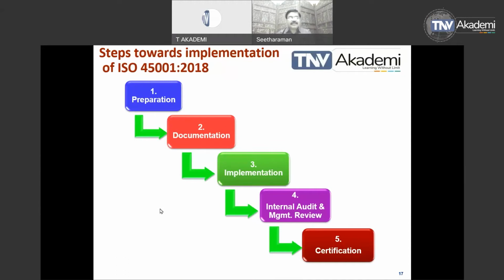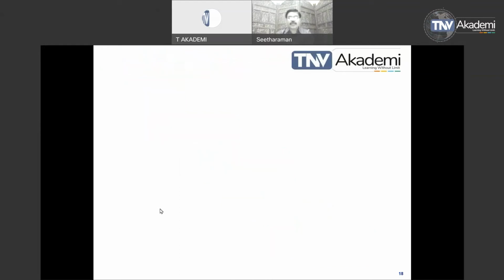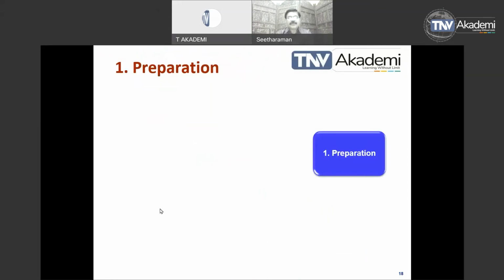Documentation will be going side by side, but the implementation phase where the training, everything is involved, that's where it takes the most of the time. And then the internal audit and the management review will be conducted before we call the certification body for the certification audit. So these are the 5 steps. We will look at it one by one. First is preparation. Here, what do we do? Approach to implementation. How do we want to implement it?